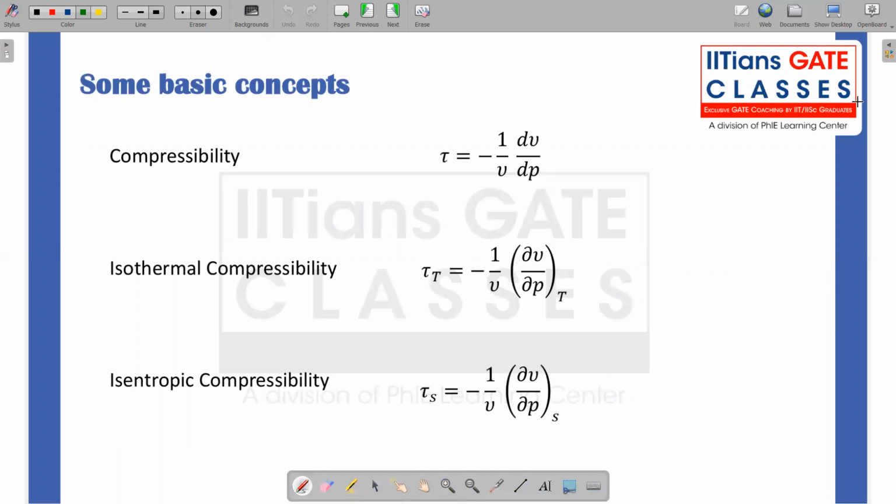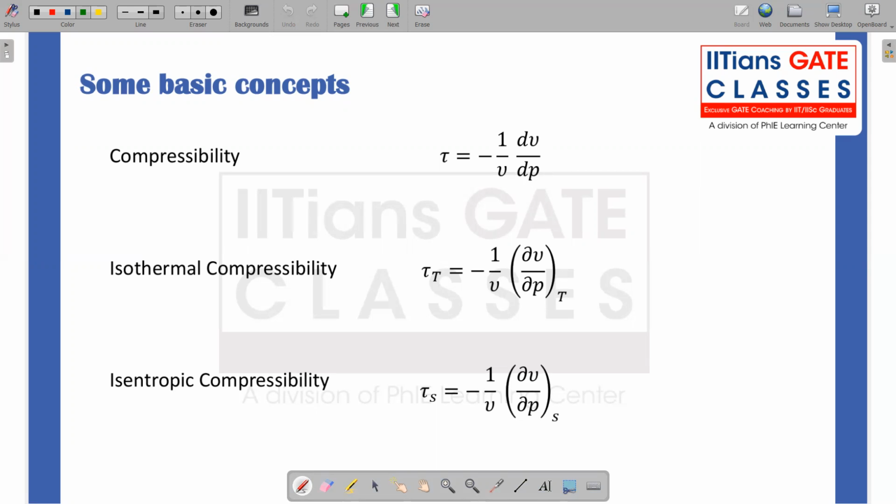Before going forward to define what speed of sound is all about, I want to bring in some of the concepts that need to be understood to understand the idea of speed of sound. First of all, compressibility. Compressibility is defined as the partial derivative of specific volume with respect to pressure.